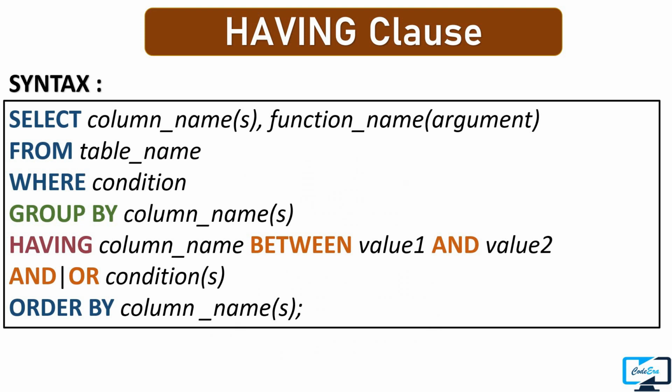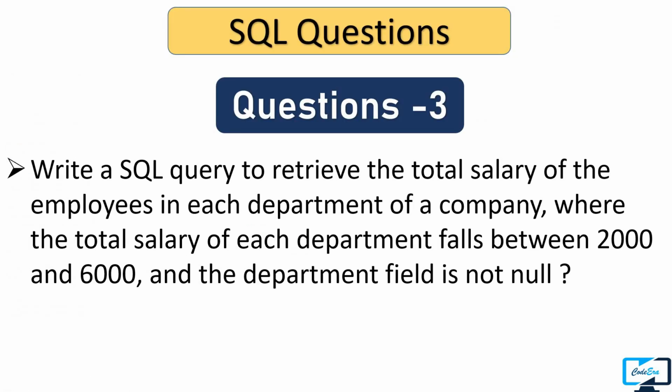So after writing the having keyword, we have to write the column name for which we want to apply the between operator. And then we will write the between keyword, and after that we will provide two values which will act as range for the between operator, and these two values will be separated by the AND operator. And guys, after this condition you can also specify more condition which will be separated by AND or OR operator, and our rest of the query will be same as before. So now let's solve a question using having clause with the between operator.